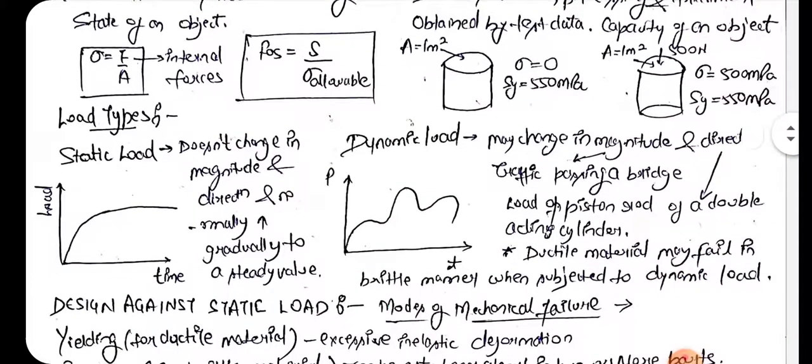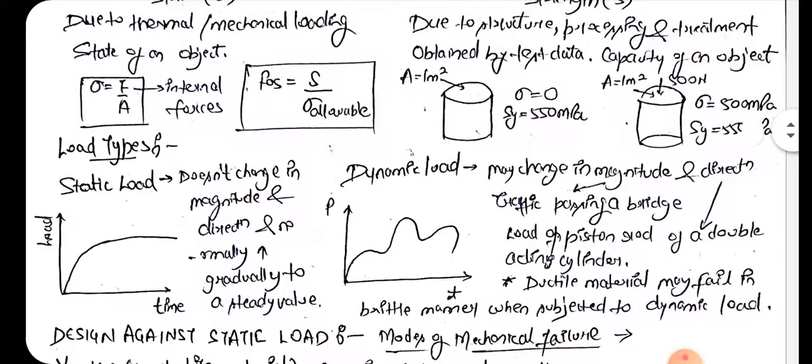Now there are types of load. There are two types of load: static load and dynamic load. Static load doesn't change in magnitude and direction and normally increases gradually to a steady value. If we see examples, the load of a building on the ground is static load. And second, when we park a car in a parking area, the load on the ground is taken as static load.